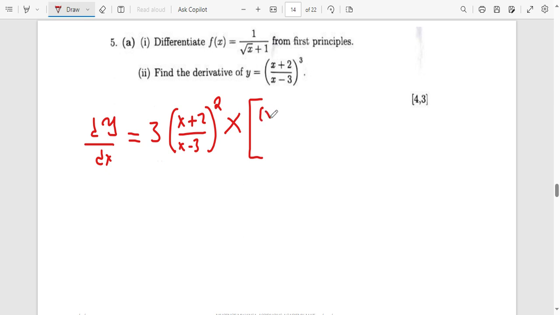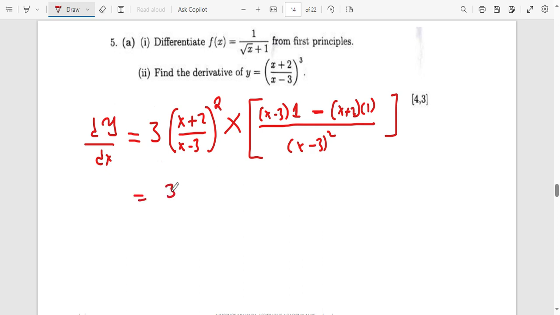Maintain what is down, x minus 3. Differentiate what is on top, that is going to give you only a 1. And then minus, maintain what is on top, which is x plus 2. Differentiate what is down, that will give you a 1. And then over, write what is down and square it, so that will be (x minus 3) squared.